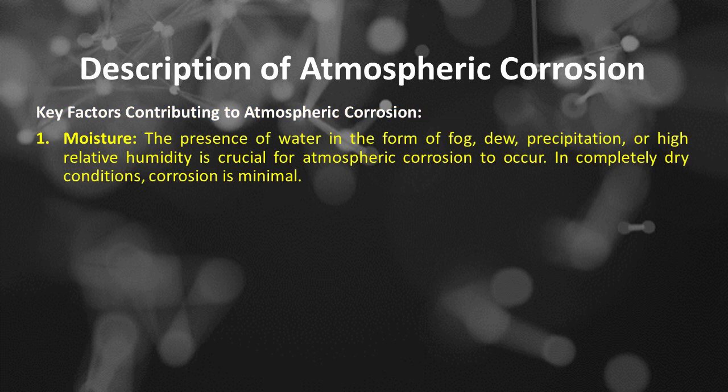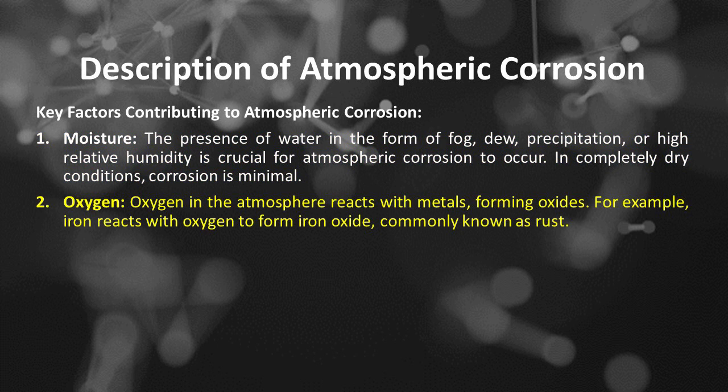Number 1 is moisture. The presence of water in the form of fog, dew, precipitation, or high relative humidity is crucial for atmospheric corrosion to occur. In completely dry conditions, corrosion is minimal. Number 2 is oxygen. Oxygen in the atmosphere reacts with metals, forming oxides. For example, iron reacts with oxygen to form iron oxide, commonly known as rust.